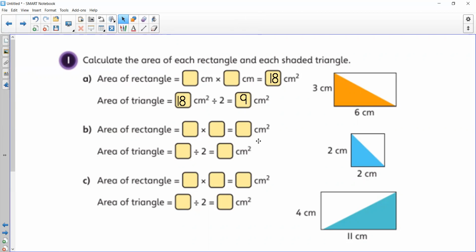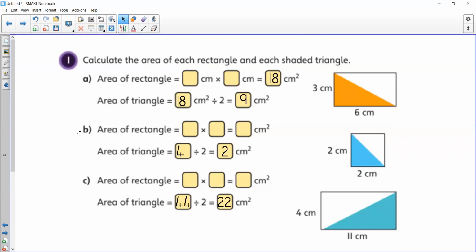Same thing here. So 2 times 2 then is 4. So then 4 divided by 2 is going to be 2 centimeters squared. And then finally, the area of the rectangle here is going to be 4 times 11, which is 44 centimeters. Divide that by 2, which is then hopefully 22 centimeters squared that you've got there.